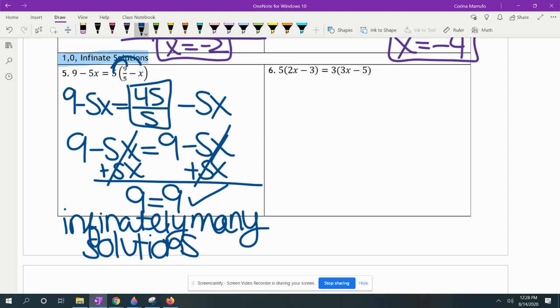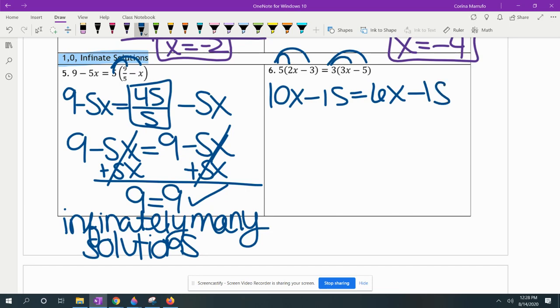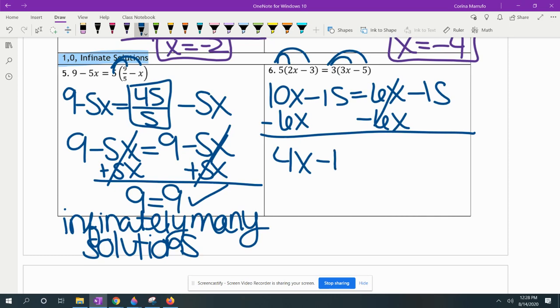Now let's try the next one. So we distribute this 5 to each term, so we get 10x, and then 5 times negative 3 is negative 15, equals 3 times 3x gives us 6x, and then 3 times negative 5 is negative 15. Then we start solving for x, so we're going to move the 6x to the other side. This cancels. 10 minus 6 is 4x minus 15 equals negative 15.